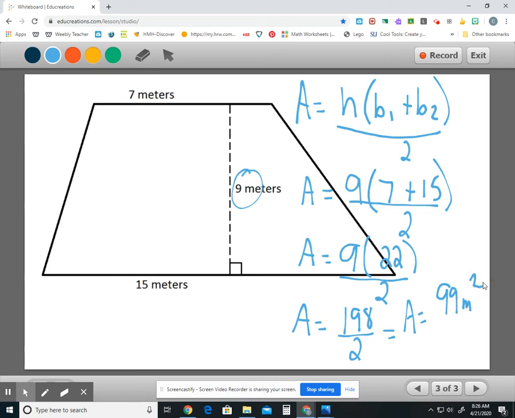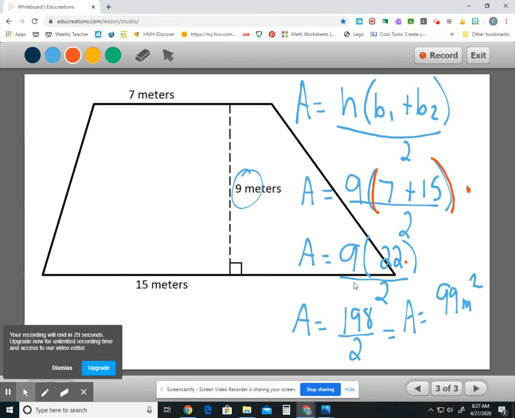So taking a look at what I did: I wrote down my formula. I plugged in the numbers that I knew in my formula. It's very important. And then I need to make sure I'm following the order of operations. I did what was in parentheses first, and that's how I got the 22. Then with order of operations, we go from left to right and top to bottom. So I did 9 times 22, and I got the 198. And then I ended up dividing the whole thing by 2 because that's the last step, and I get my 99 meters squared. Okay, I hope this clears things up.